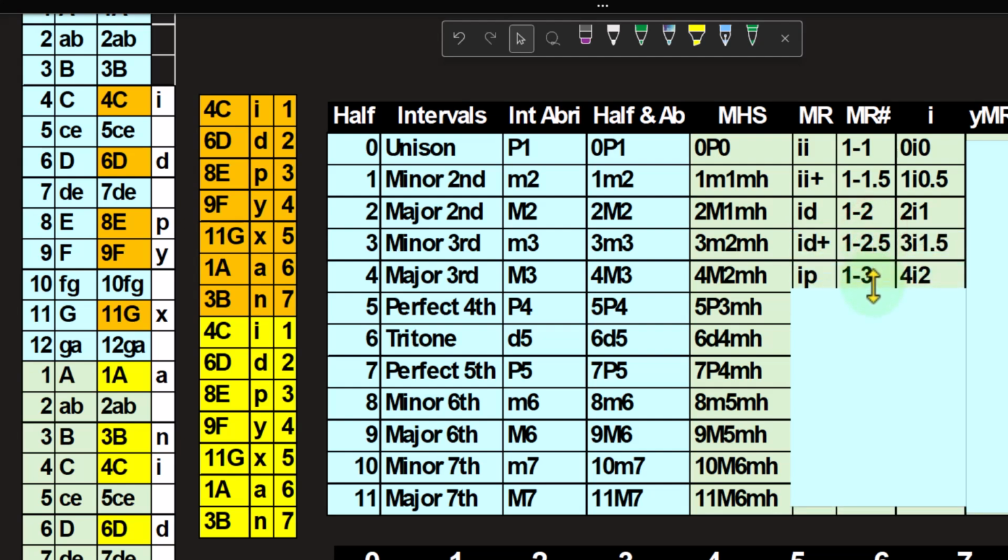All right, let's go to the next one that's in the middle. So we have an ID. So the one right after the ID. So if I go from I to D, I'm going to call it an ID plus, meaning it's an ID 0.5 or an IP minus 0.5.